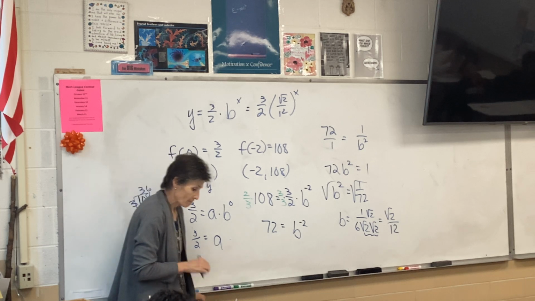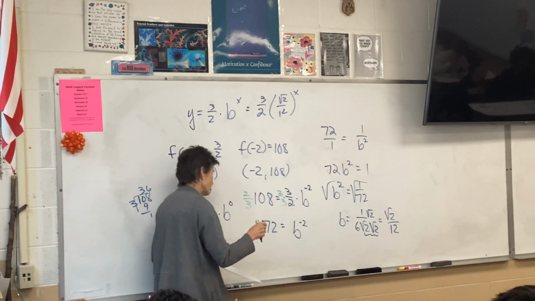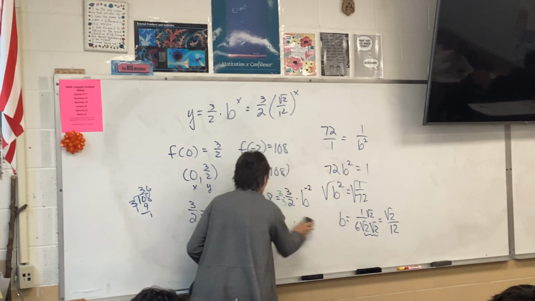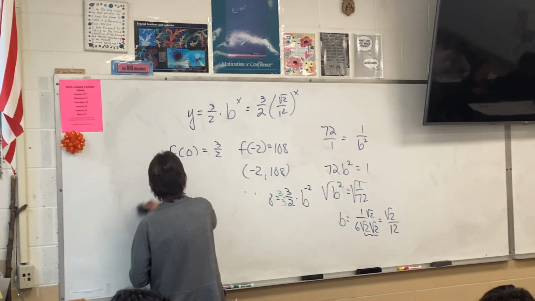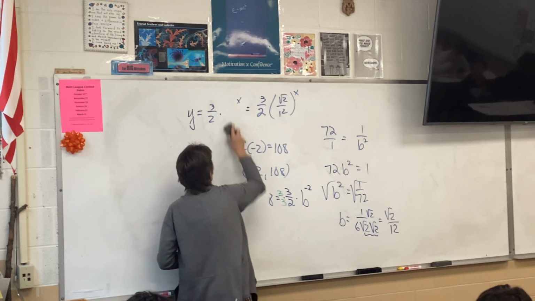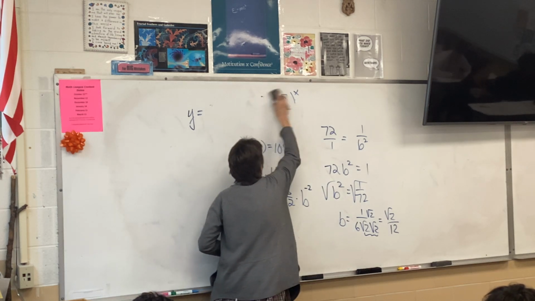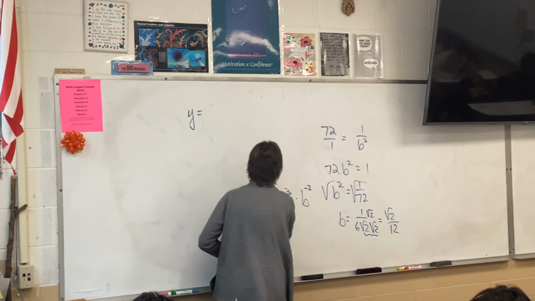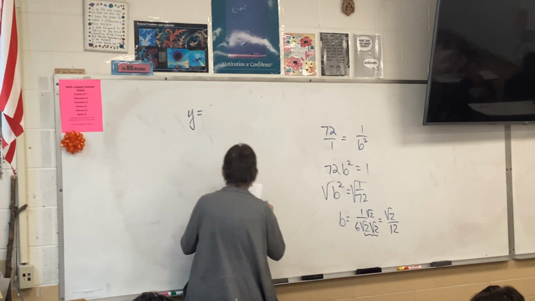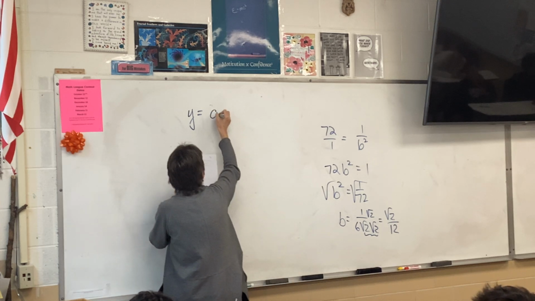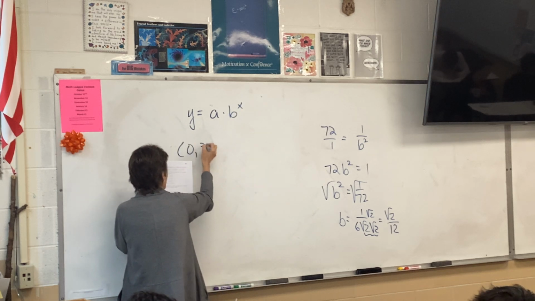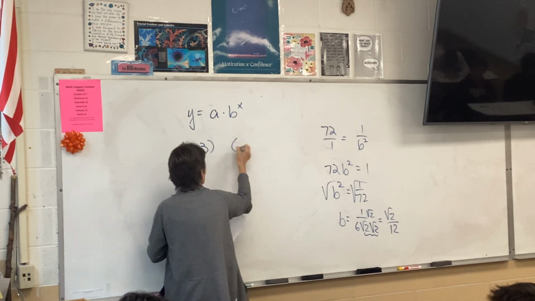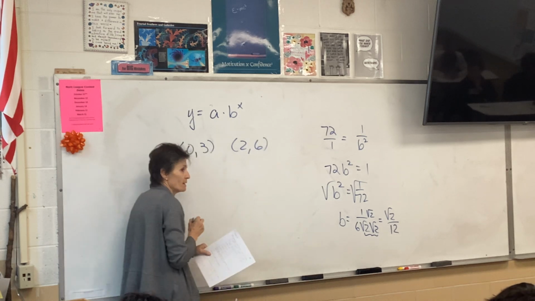Alright, well, here's the good news, there's another one, hopefully it's not as messy as that one. Here we go. We want a times b to the x. That's our goal. Our 2 points are (0, 3) and (2, 6). This one's going to be a lot nicer.